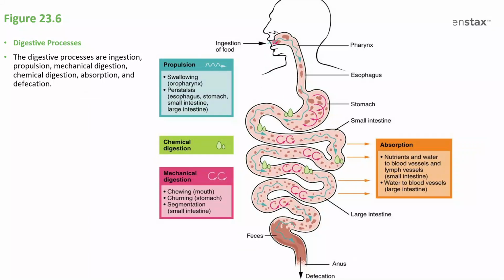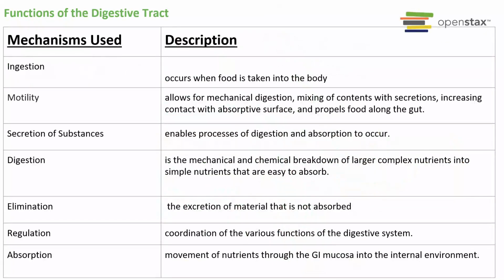Let's look at this in a little bit more detail in the next table. Here you can see these major functions of the digestive tract highlighted again. From ingestion and motility to the secretion of substances, mechanical and chemical digestion, elimination, regulation, and absorption. Briefly, ingestion occurs when food is taken into the body. Motility allows for mechanical digestion, the mixing of contents with secretions, increasing contact with the absorptive surface, and propelling food along the gut.